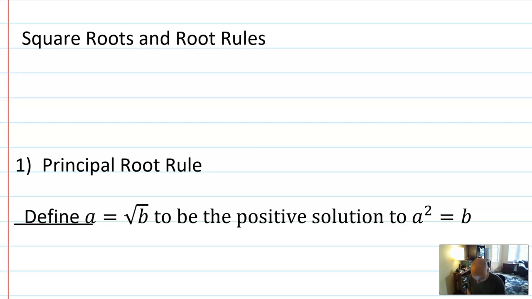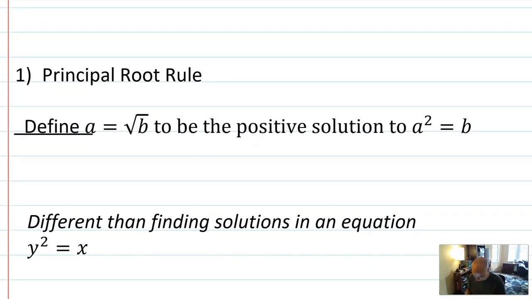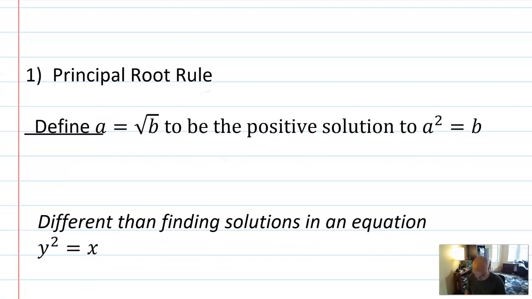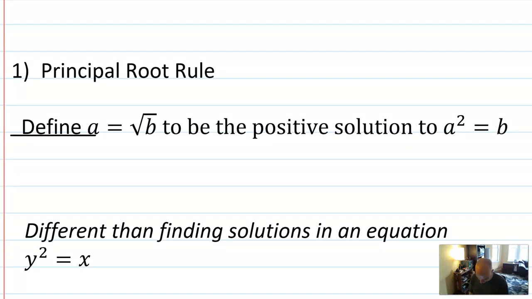The first thing we're going to define is the rule of principal square roots, and what is a square root? So here is our definition. I've written it out ahead of time. We're going to define when you see A equals square root B, we're just using those letters because they're in the alphabet, that's going to be defined as the positive solution to the equation A squared equals B. And there's a couple of things we want to take apart here.